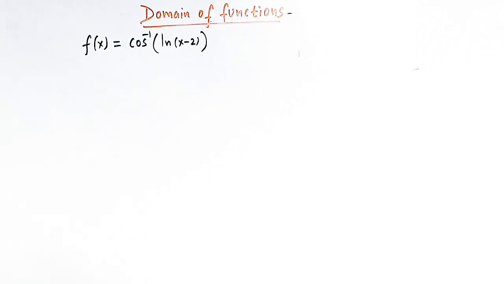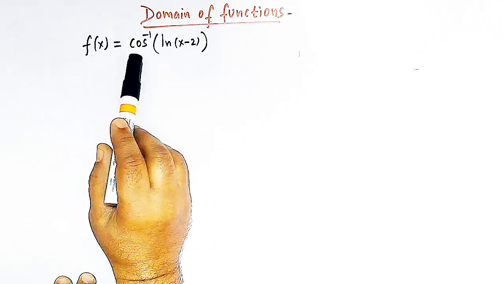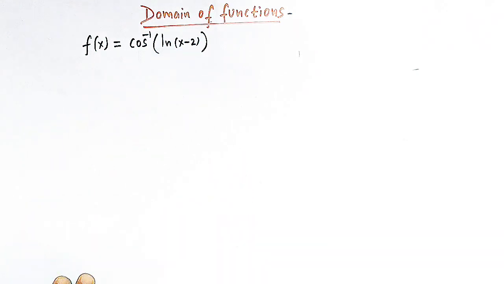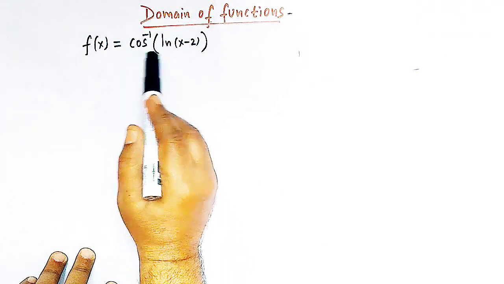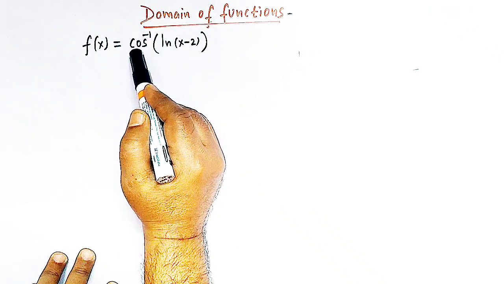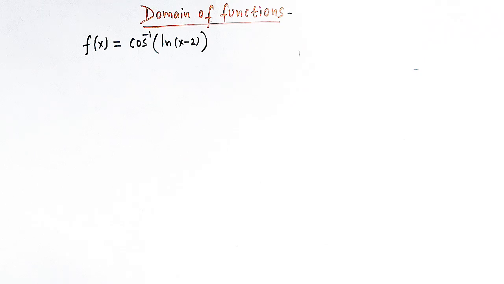Hello viewers, in today's session we are going to discuss another important problem from the domain of functions. In this session we are going to find out the domain of this function f of x is equal to cosine inverse of natural log of x minus 2, right? So here we'll try to find the domain of this function, where we have the inverse trigonometric function, that is cosine inverse, and here we have the logarithmic function.